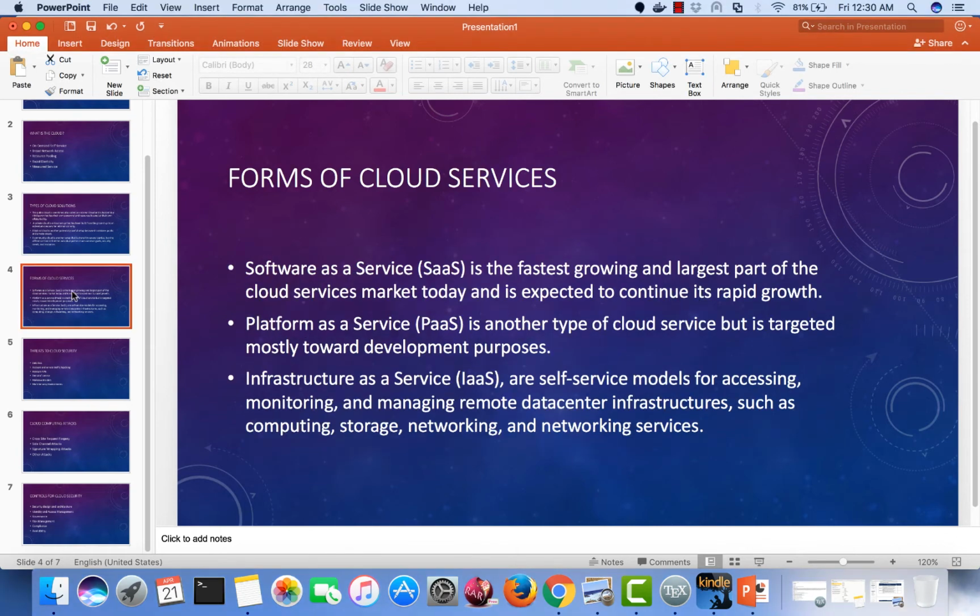So let's look at some of the forms of cloud services out there. We've talked about what the cloud is and the types of cloud solutions. Now let's look at the forms of cloud services that are offered today. The first one is software as a service, and as you can read there, it's the fastest growing and largest part of the cloud services market today, and is expected to continue its rapid growth.